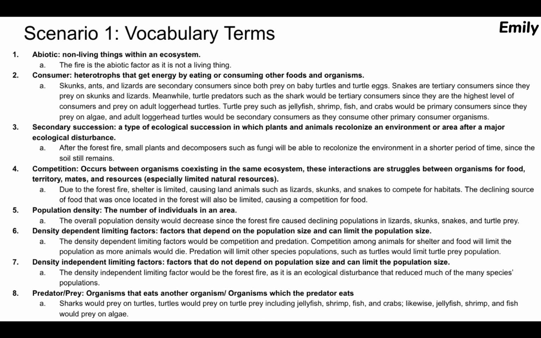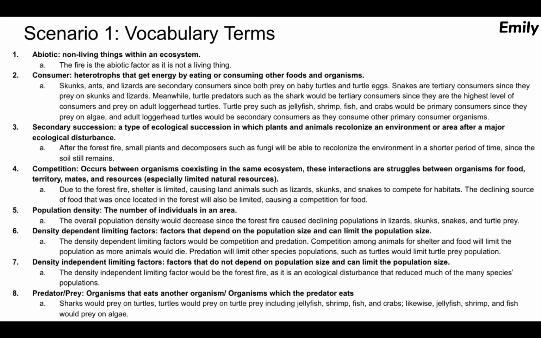So skunks, ants, and lizards are secondary consumers, since both prey on baby turtles and turtle eggs. Snakes are tertiary consumers, since they prey on skunks and lizards. And meanwhile, turtle predators, such as the shark, would also be tertiary consumers, since they are the highest level of consumers and prey on adult loggerhead turtles.